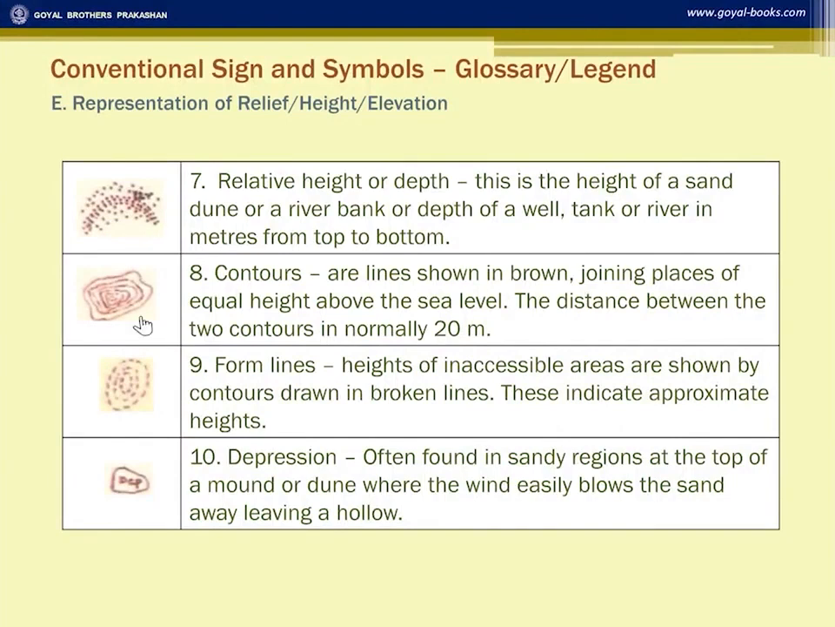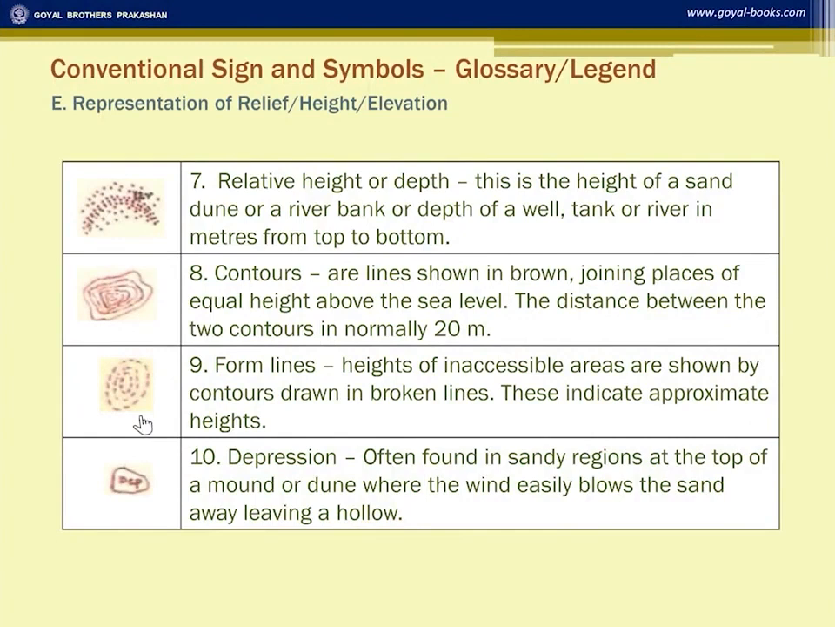This is not done. Then you have the contours, which are the most important aspect of the survey sheet because they show the relief features. They show the topography of the land. Contours are imaginary lines given in brown, joining places of equal height above sea level. The distance between two contours is always 20 meters. We will be studying contours in the further slides in detail.